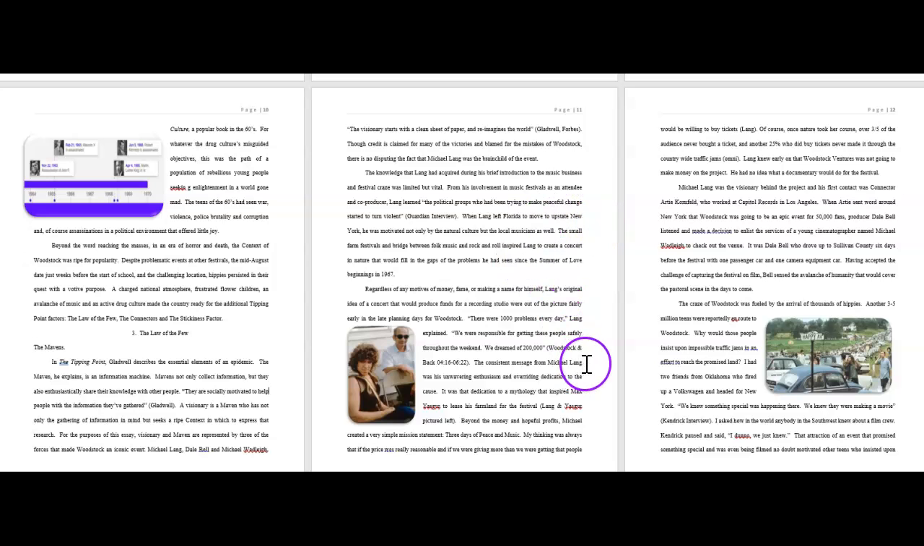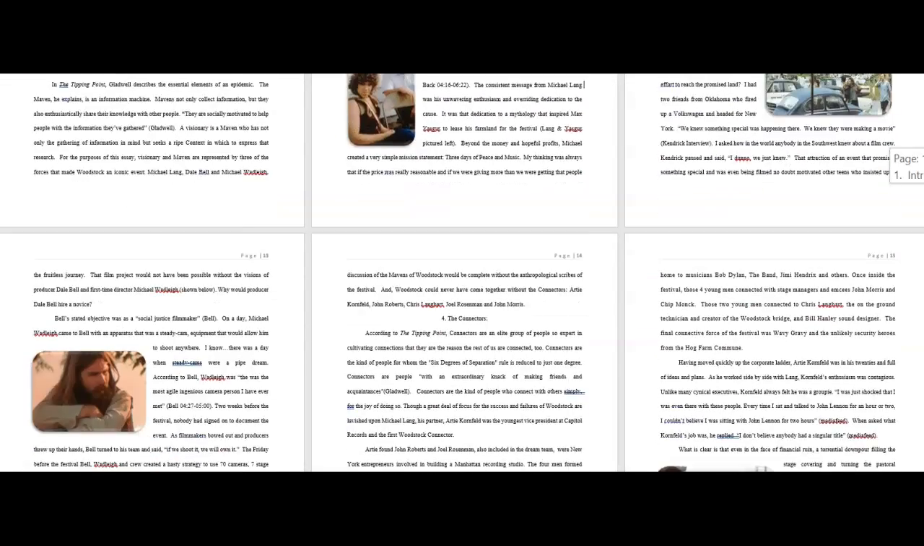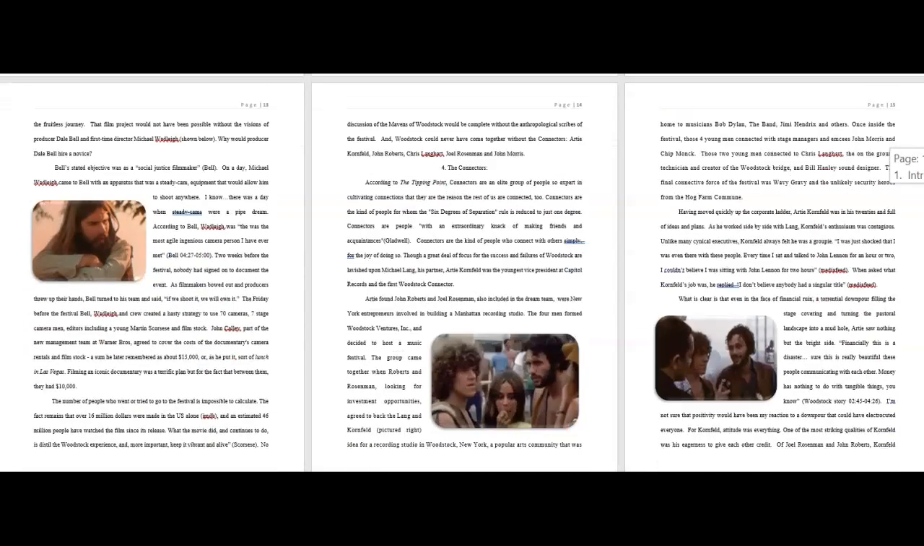And so we have Michael Lang, shown here with Max Yasker, and we talk about his vision, and then we go on to talk about the next maven. The mavens are the people who are excited about it, they have the vision, they have the dream, they have the "let's do this" concert. And the other maven that I chose was Dale Bell and Michael Wadley, who were the filmmakers.